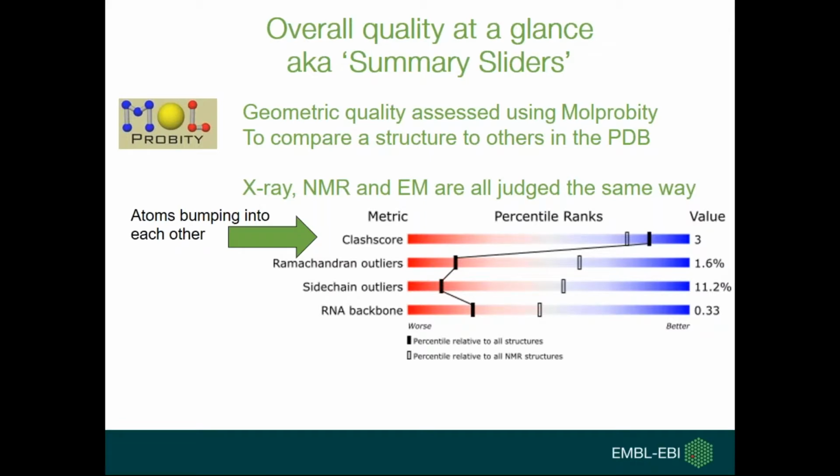So one of the metrics is clashscore. This is atoms bumping into each other. We know that two atoms can't be in the same place at the same time, so if two atoms are overlapping, then that highlights that there might be a problem.